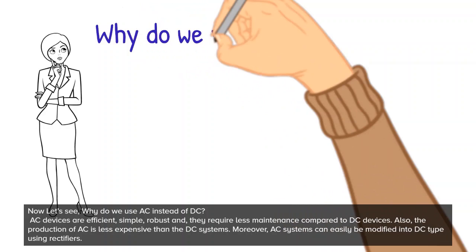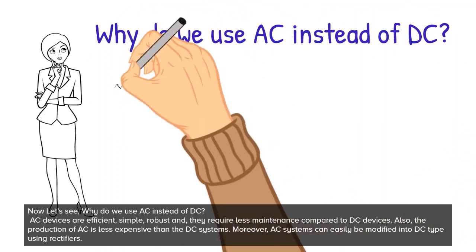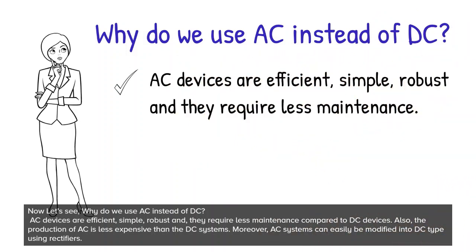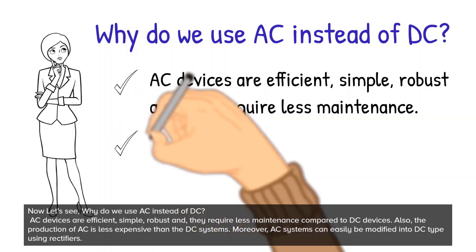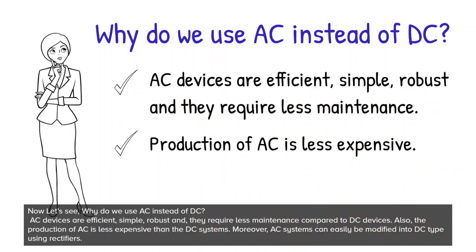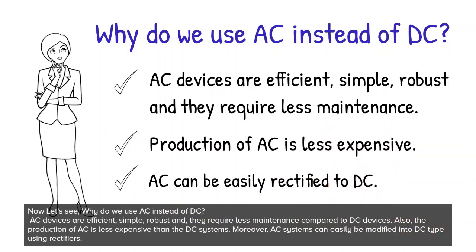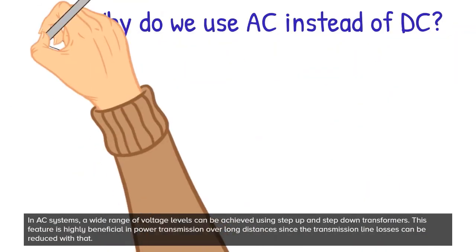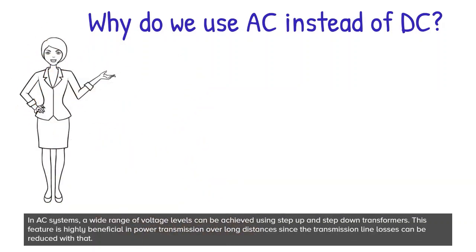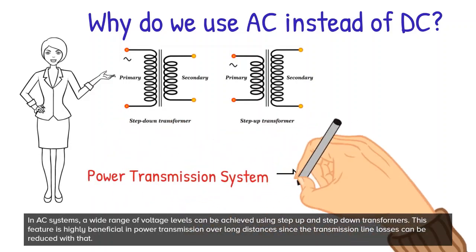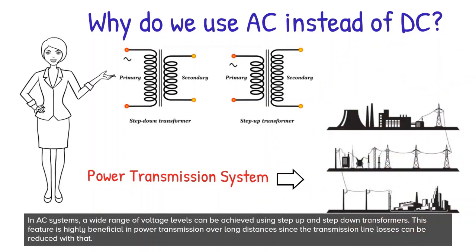Now let's see, why do we use AC instead of DC? AC devices are efficient, simple, robust, and they require less maintenance compared to DC devices. Also, the production of AC is less expensive than the DC systems. Moreover, AC systems can easily be modified into DC type using rectifiers. In AC systems, a wide range of voltage levels can be achieved using step-up and step-down transformers. This feature is highly beneficial in power transmission over long distances, since the transmission line losses can be reduced with that.